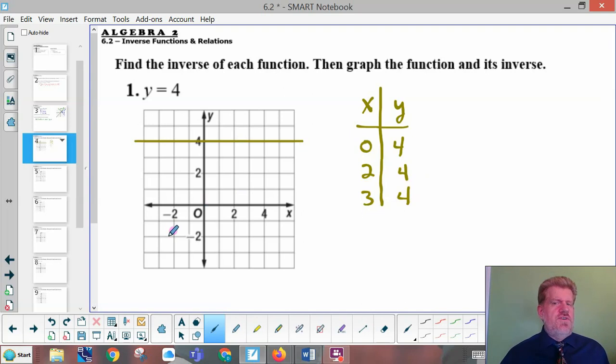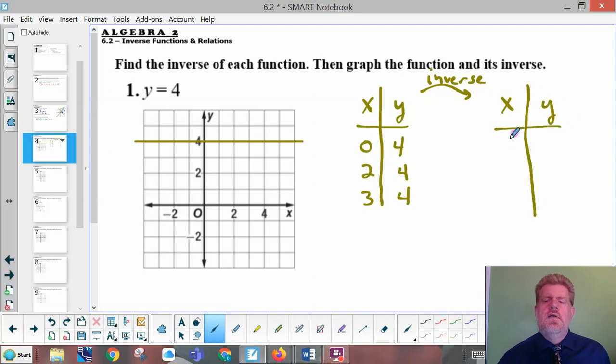Remember, when we say inverses, we're switching the x's and the y's. If I want to find its inverse, I am going to switch the x's and the y's. So it's going to be (4, 0). It's going to be (4, 2). It's going to be (4, 3). Notice I still kept this x and this y because this is my new input. 4 becomes 0. 4 becomes 2. 4 becomes 3. So what happens there?